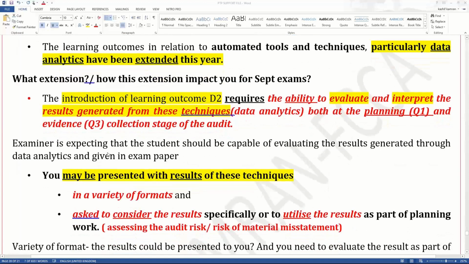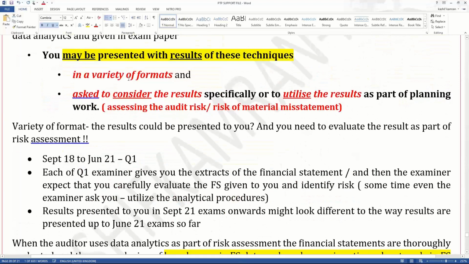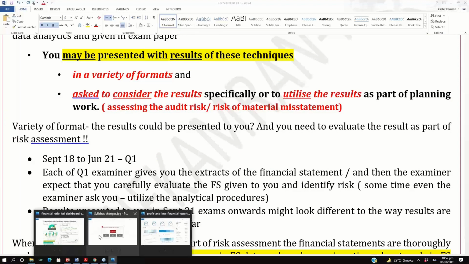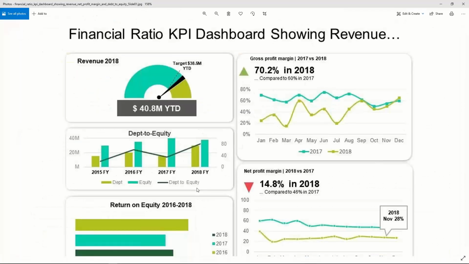And I read the mind of the examiner, that the examiner wants you to evaluate and interpret the results generated. So the results will be given to you. You just need to evaluate and interpret them. They will be given in a variety of formats, but obviously the ICAEW papers are confidential. They're not publicly available. I could not have shown you, but I've just shown you some pictures to give you an illustration of how things could look in the future exams.